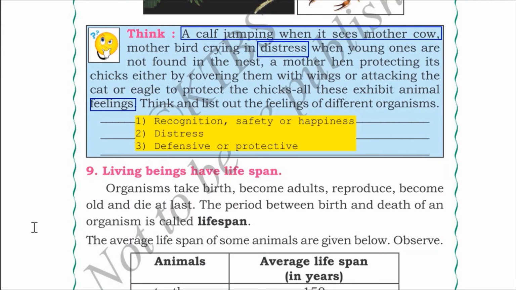Okay? So we may not know exactly what the animals are feeling, but we can make an educated guess. So here I have given you hints along the lines of which you can think about. When the calf sees its mother cow, it may be feeling recognition, safety, or even happiness. For the mother bird that doesn't find her young ones in the nest, you have it right here that she is feeling distress. Next, we have a hen that is trying to protect its chicks, and it may be feeling defensive or protective. So you can think about it and you can add on to these feelings.